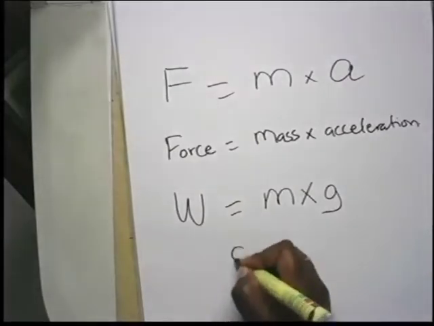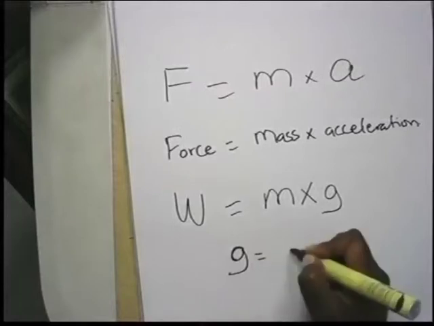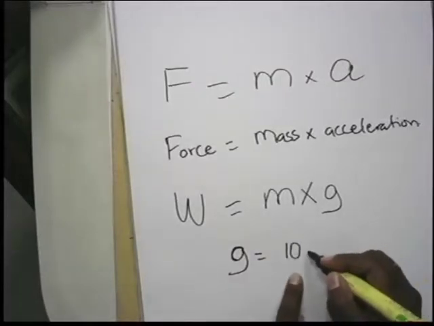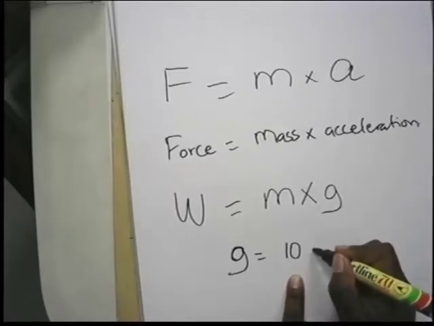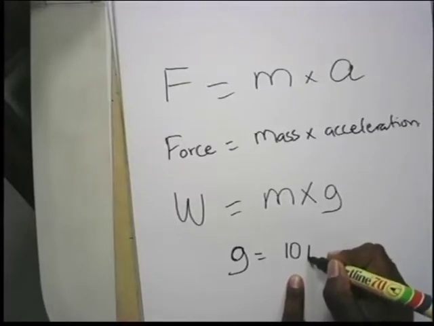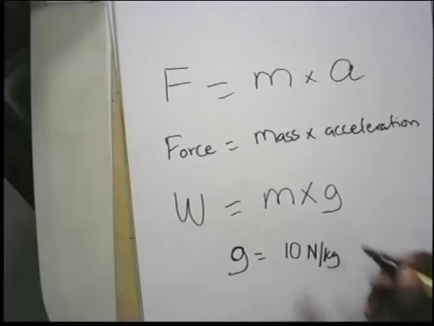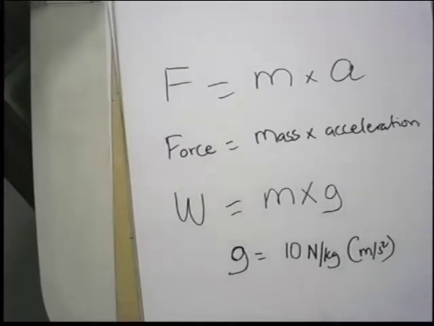And most of the time in your examination, this is a constant, it's always 10. Gravity is always 10 meters per second squared if it's acceleration, or if it's a force, then it's 10 Newton per kilogram. That's the Earth's pull. Or we can use it as meters per second squared if we are referring to gravitational acceleration. But it's always a constant, which is 10.